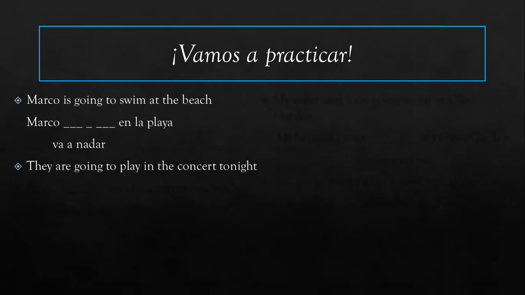They are going to play in the concert tonight. Ellas blank en el concierto esta noche. Now you might be thinking this could be ellos, and you'd be correct. I could have used ellas or ellos to mean they, but I just chose ellas for fun. Ellas is third person plural, so that's going to be van. To play, as in to play an instrument, is tocar. So we have ellas van a tocar en el concierto esta noche.